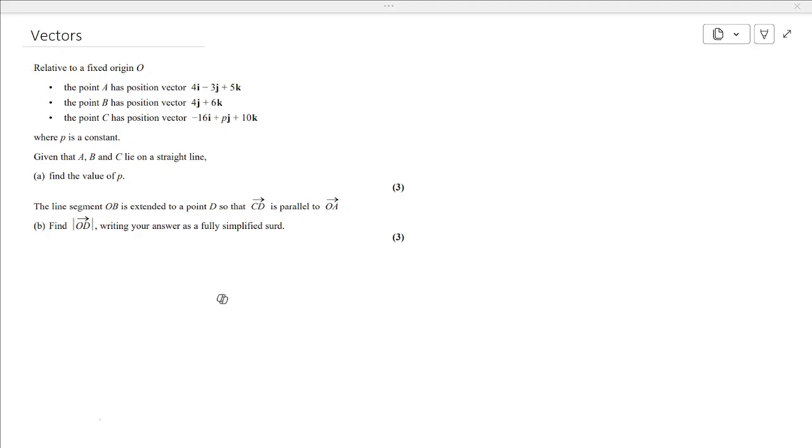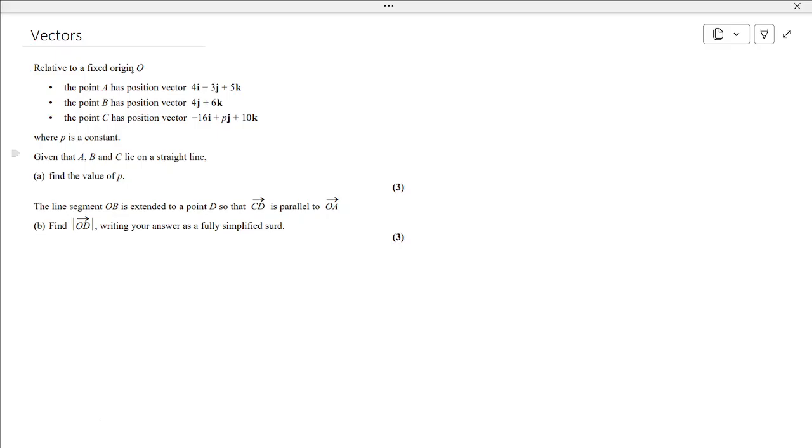Okay, so I thought we'd do a vectors question from the Pure paper, from 2022, Pure paper 2. I know vectors can be a tricky topic for some people, so in this question we have points A, B, and C. We know they're position vectors relative to a fixed origin. So remember, position vectors really just means it tells you the coordinates of the point.